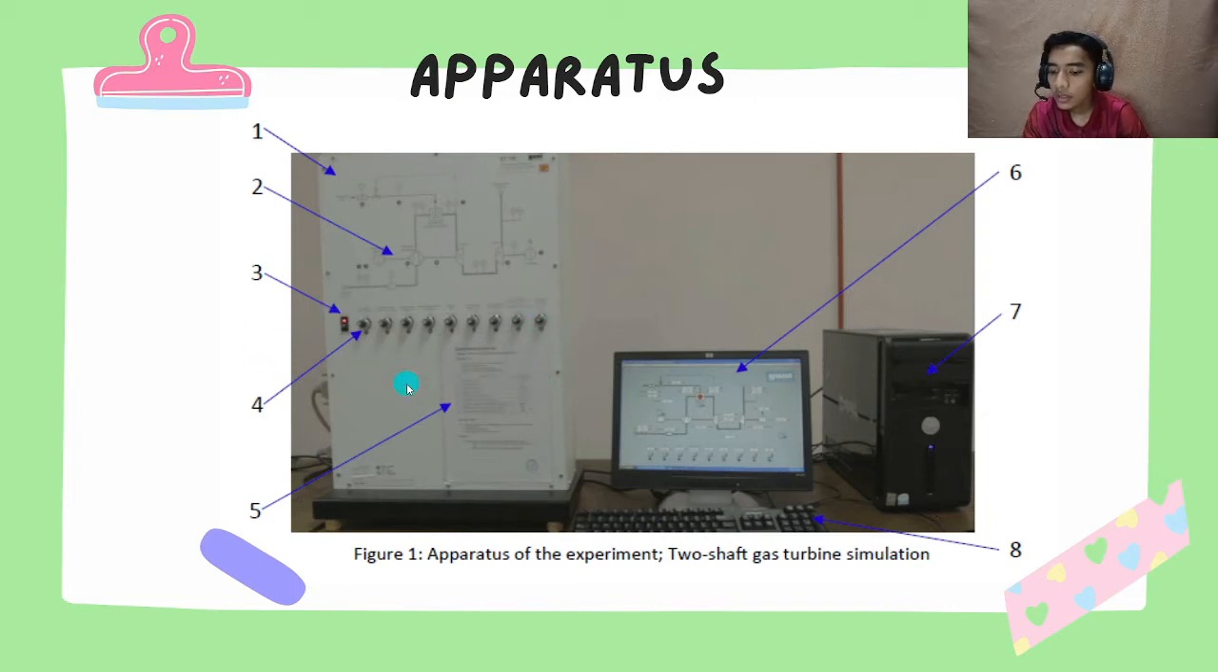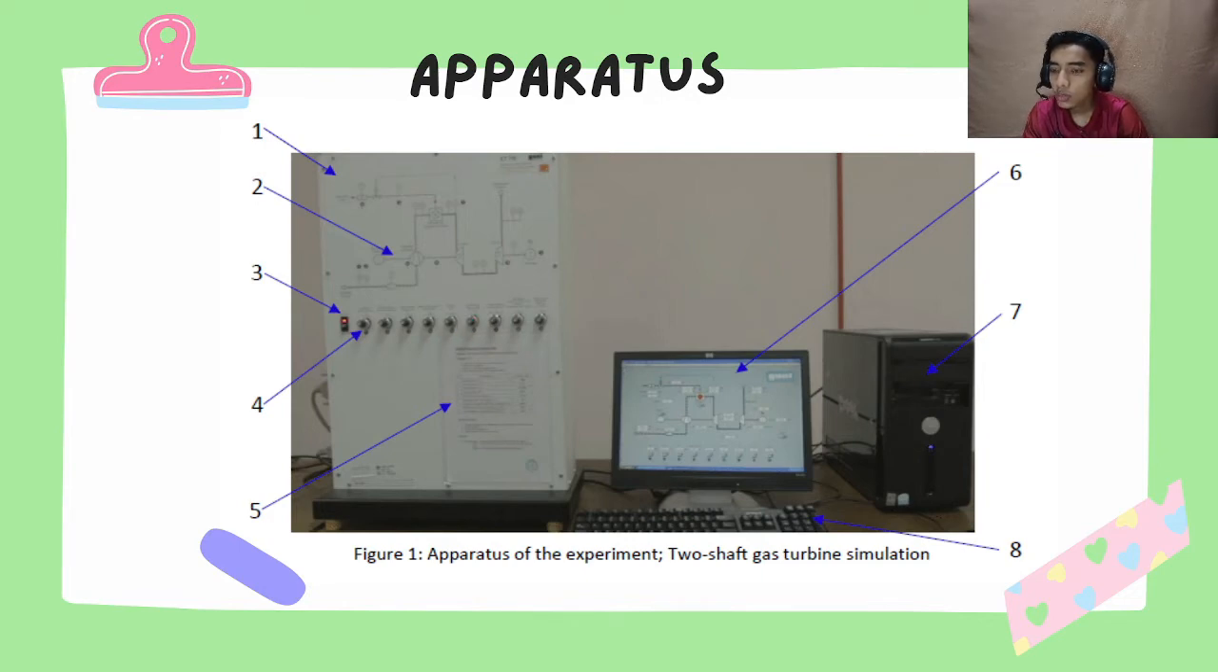So first is the control knob number 1, we will set the value to 1 bar, and number 2 we will set the value to 20 Celsius, and knob 3 we will set to 2.33 bar, and for number 4 we will set the fuel mass flow to 50%, and next is number 5.